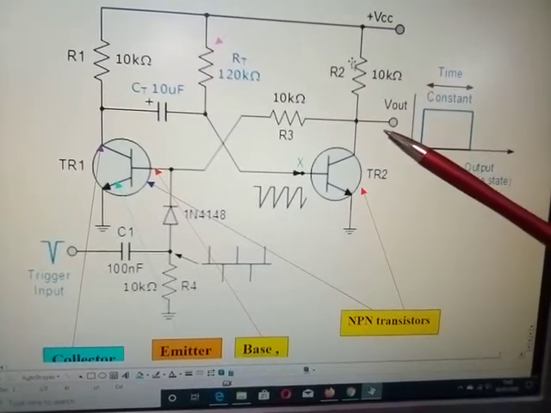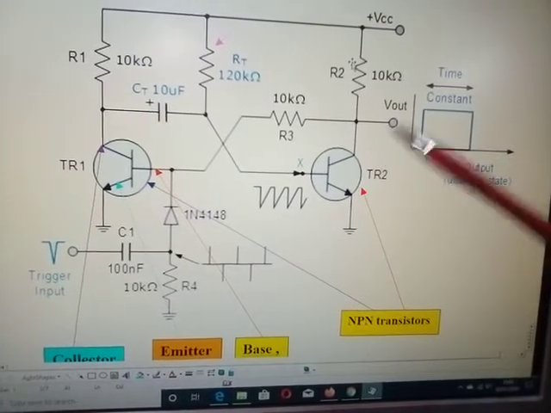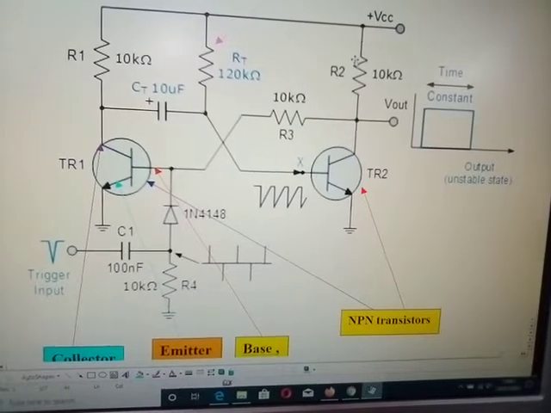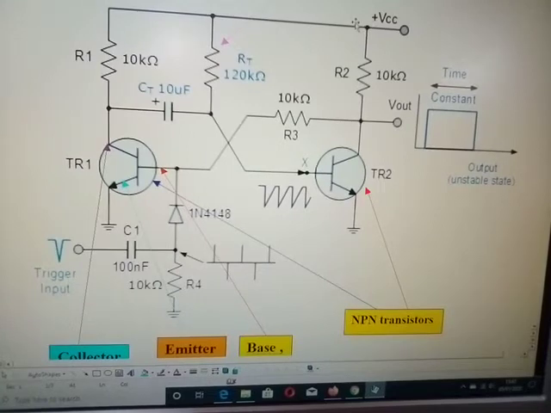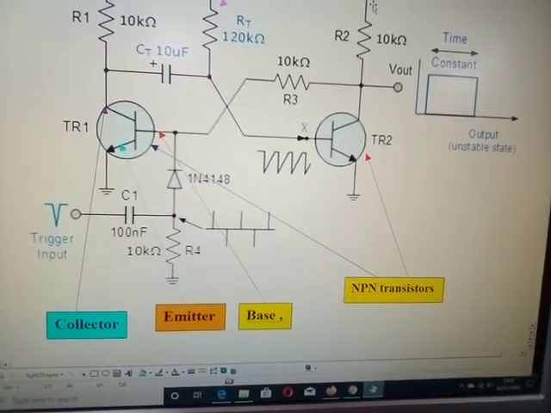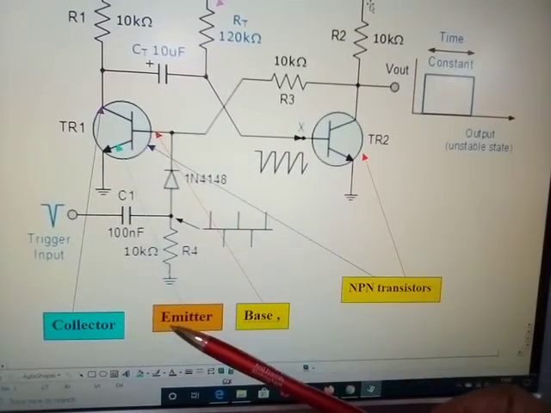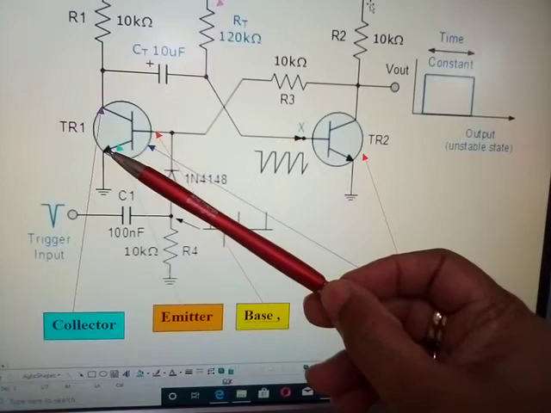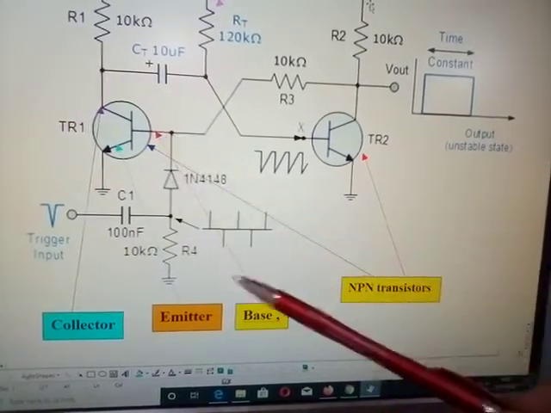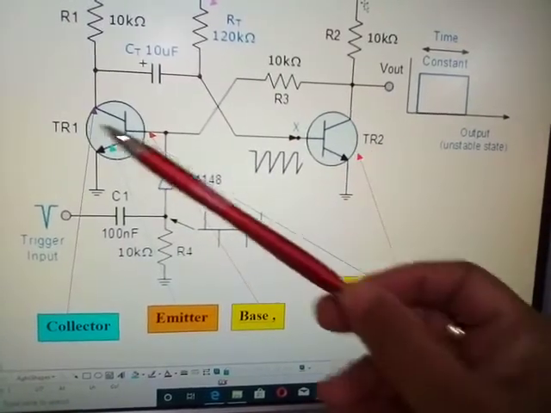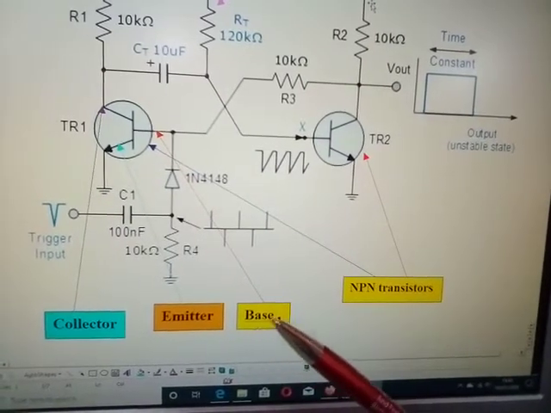What this does, it allows a potential to be developed at the collector stage of the transistor. Okay. Let's take it down now. Here we have the collector of the transistor. You have the emitter of your transistor, and you have the base of your transistor. And this applies to both transistors, so I only need to write this down once, okay? It does not change.